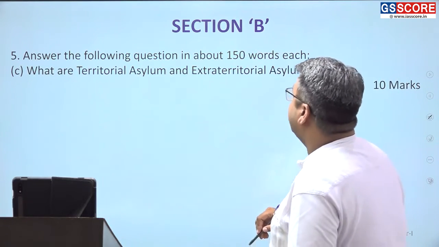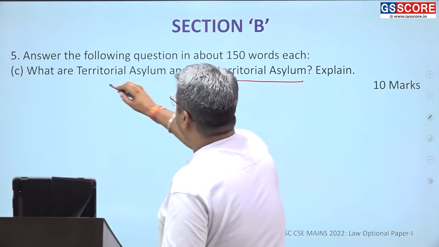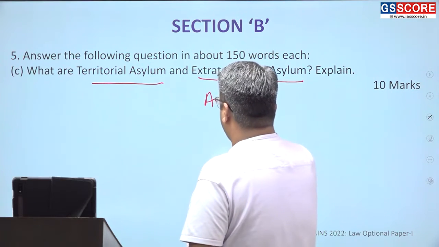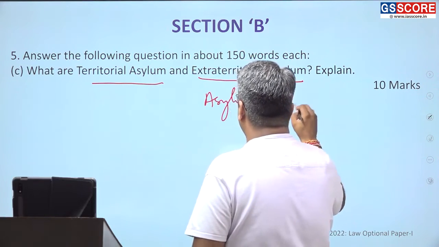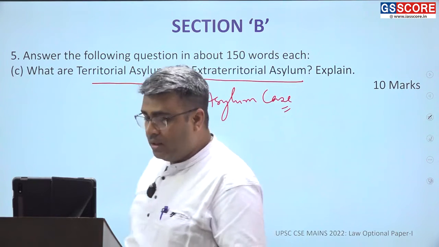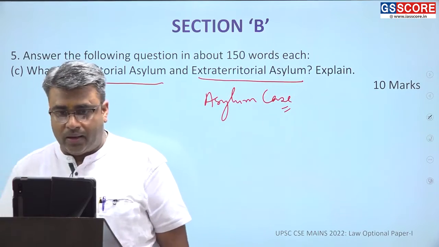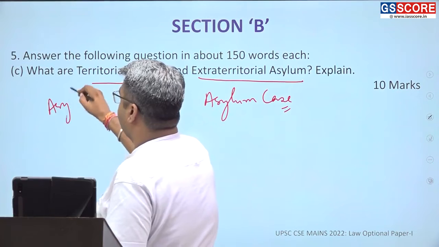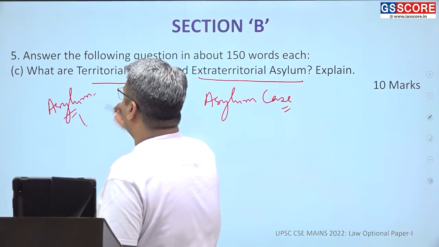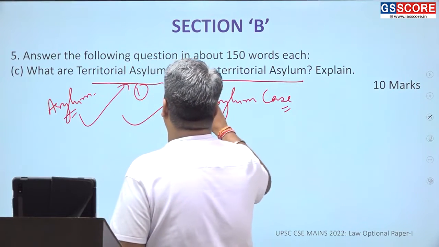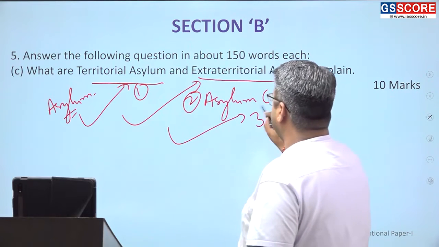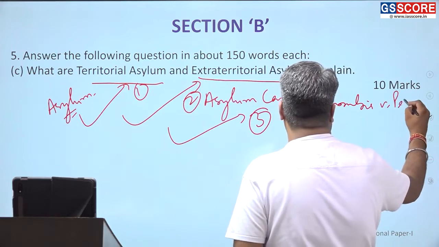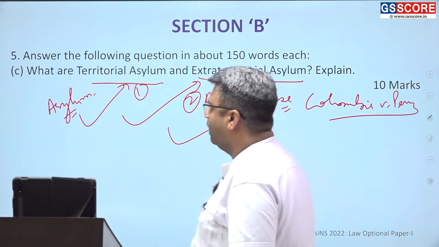What are territorial asylum and extraterritorial asylum? In this case, you can also mention the asylum case, the case between Colombia and Peru. Okay, and when you are answering, first of all explain asylum. What is asylum? Then explain territorial asylum, and then explain extraterritorial asylum. And then explain the asylum case, Colombia versus Peru. That's all, nothing else.